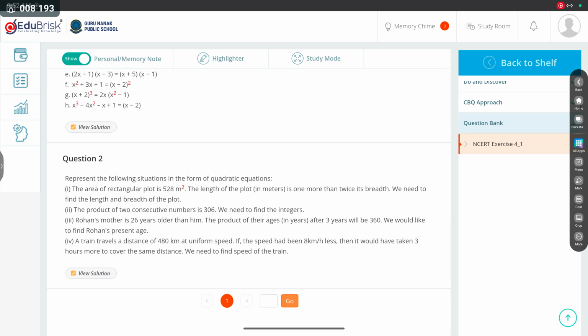Now question number 2. They are asking to represent the following situation, but we will find x values.